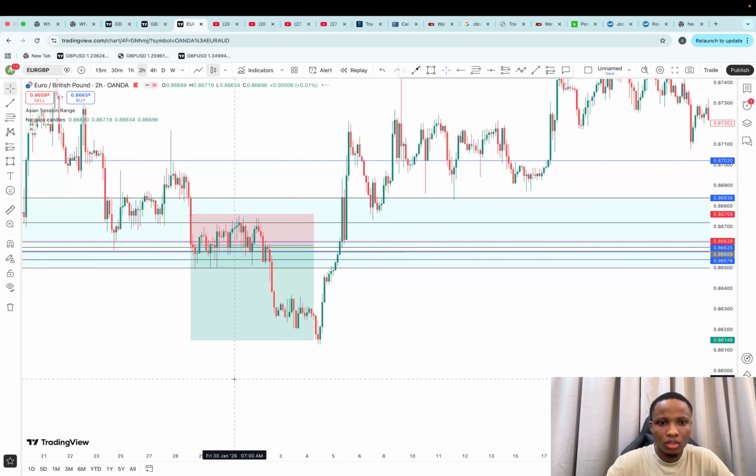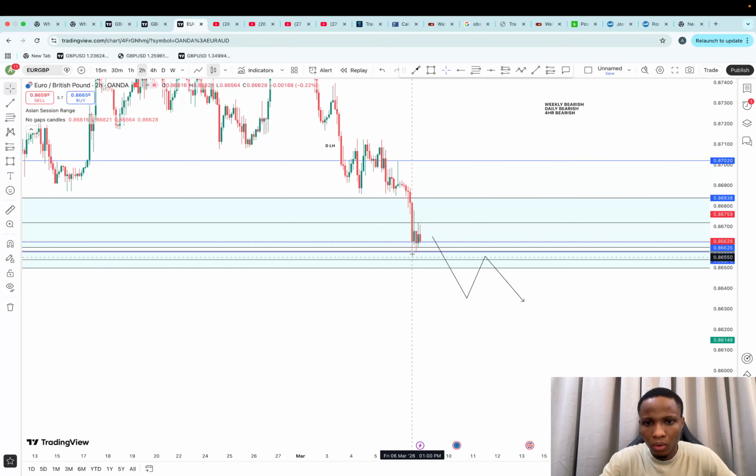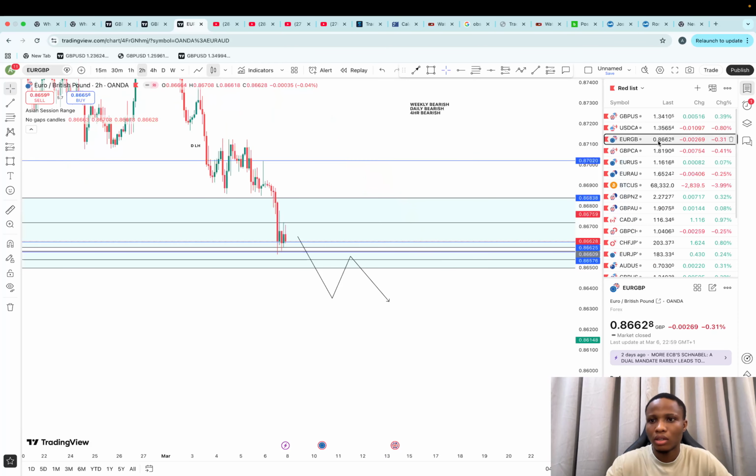I think I took this trade on Wednesday, not Thursday, or Wednesday. Okay, it's Thursday, correct. Now, after the breakout retest, I'll be going in for this trade. All right, Euro GBP for a sell.